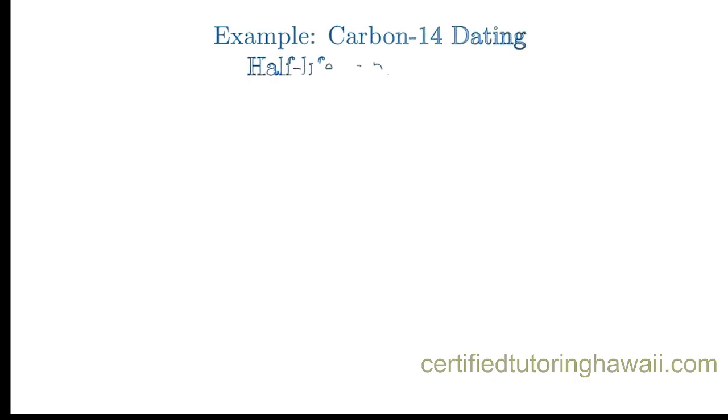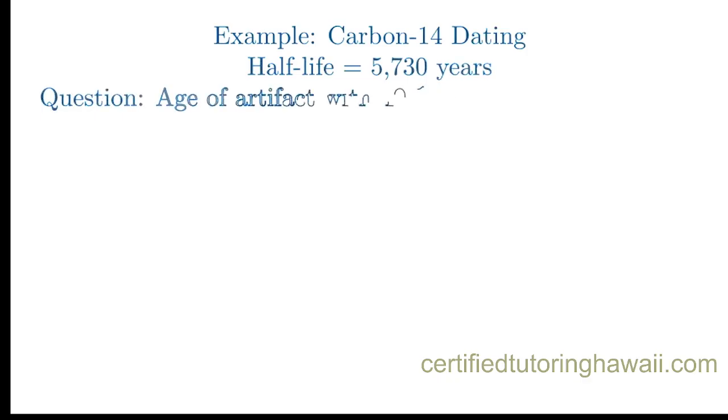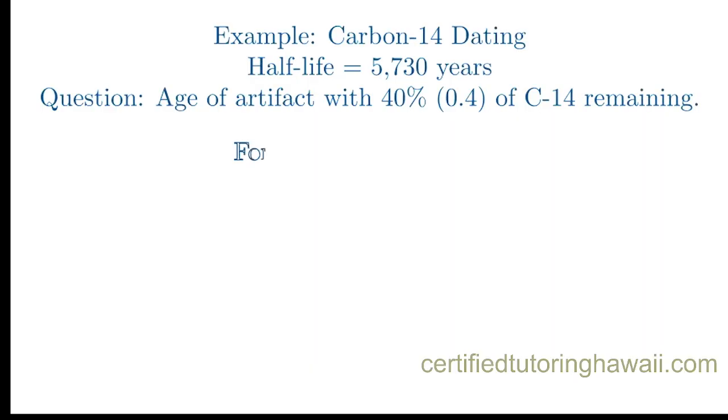Let's work through a full example using the half-life concept. The problem states that carbon-14 has a half-life of 5,730 years. Our goal is to figure out the age of an ancient artifact if it has only 40% of its original carbon-14 remaining. We'll use the half-life formula. The amount remaining, N, equals the initial amount, N0, times e to the power of negative kt. Here, k is the decay constant, and t is the time.